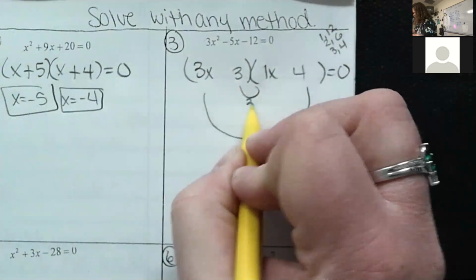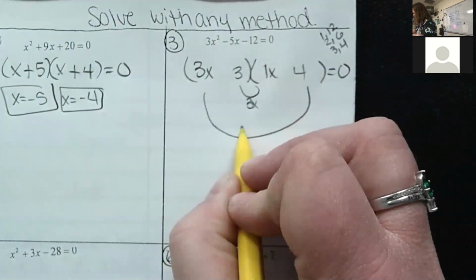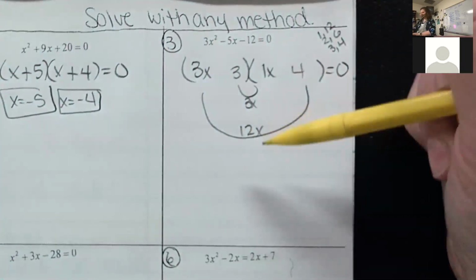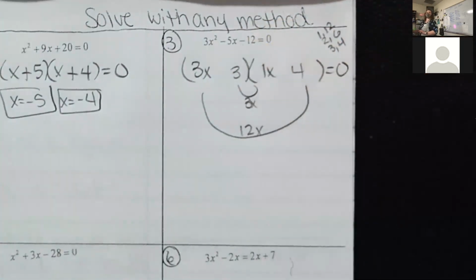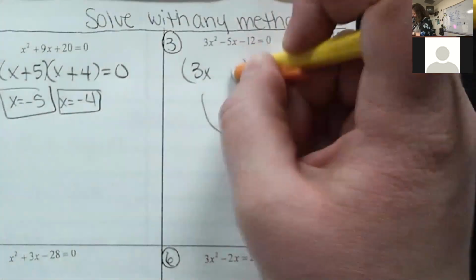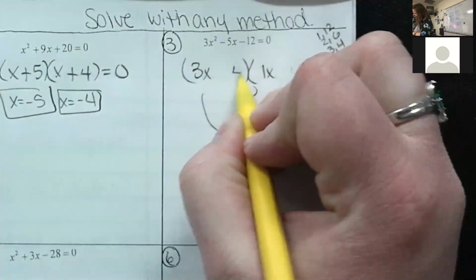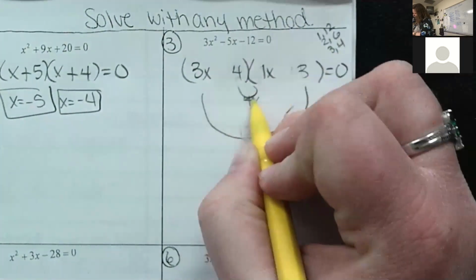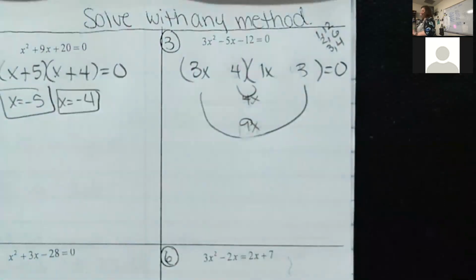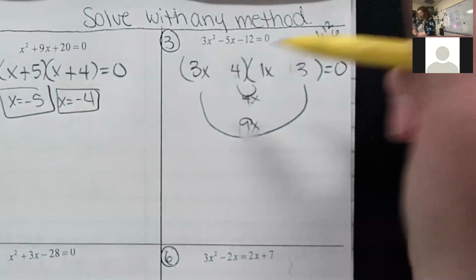That gets me a 3x. That gets me a 12x. Does that subtract to get me 5? No. Okay, so if 3 and 4 didn't work, what do you need to do? Flip them around. So we'll try 4 and 3. That gets me a 4x. That gets me a 9x. Do those subtract to get me 5? Yes. I need a negative 5.